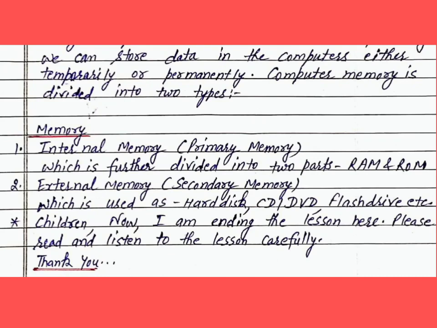Computer memory is divided into 2 types. Number 1, internal memory or primary memory, which is further divided into 2 parts, RAM and ROM. Number 2, external memory or secondary memory, which is used as hard disk, CD or DVD, flash drive, etc.